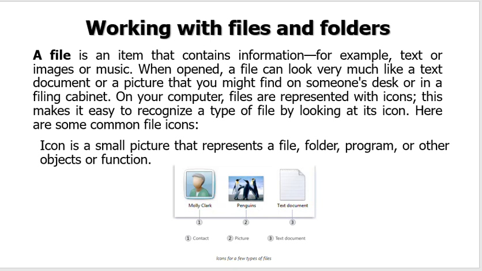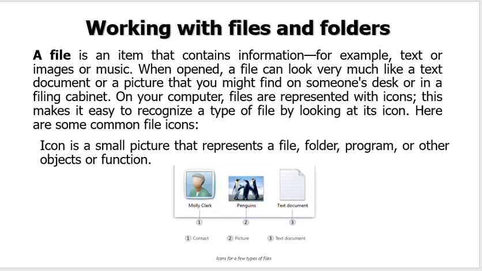Okay, so what is a file? We said that a file is an item that contains information. The information the item may contain could be text or images. It could also be video or music. When a file is opened, it can look very much like text documents or pictures that you might find on someone's desk or in a filing cabinet.